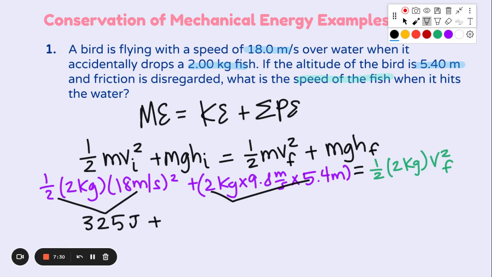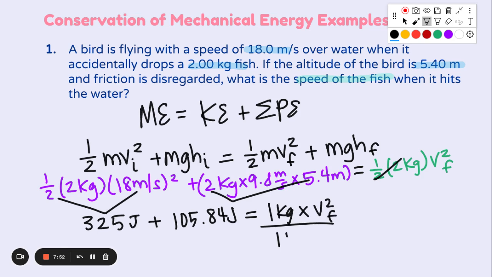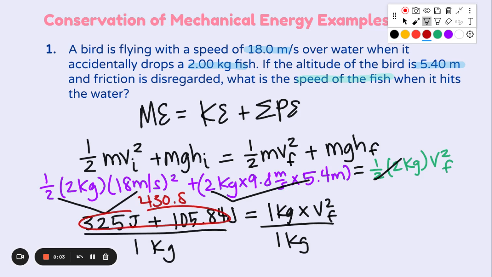Plus this value here is equal to 105.84 joules. And that's going to be equal to, when you do 2 times 1/2, you get 1 kilogram times your velocity squared final. So we divide both sides by 1 kilogram. You add these two numbers together and you'll get 430.84 joules.